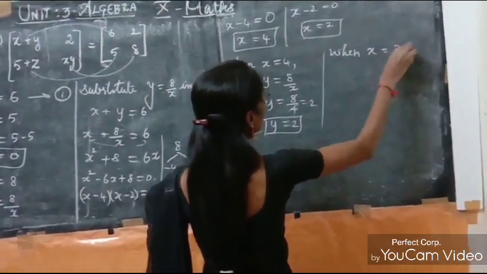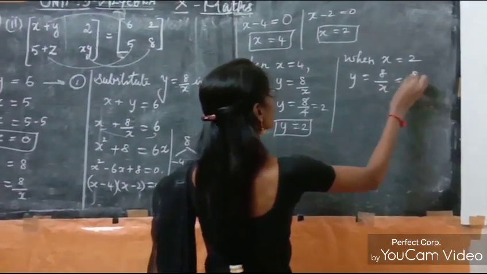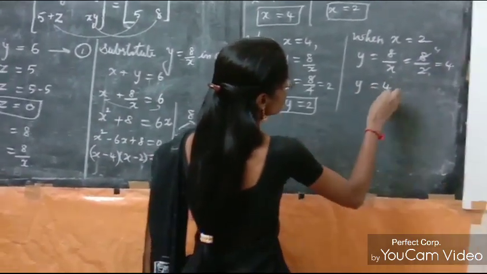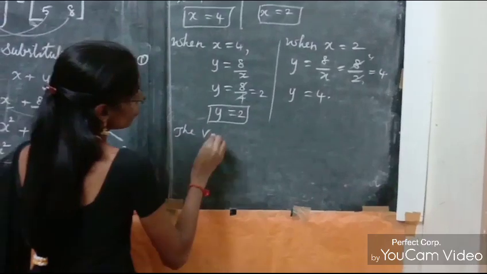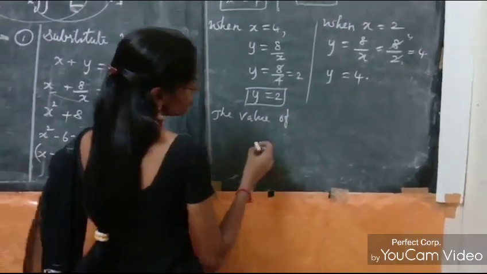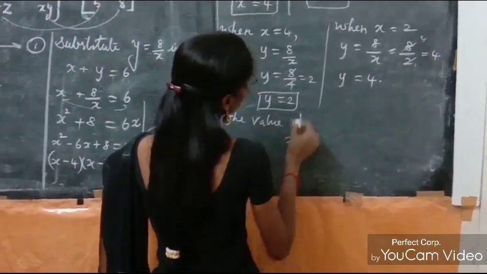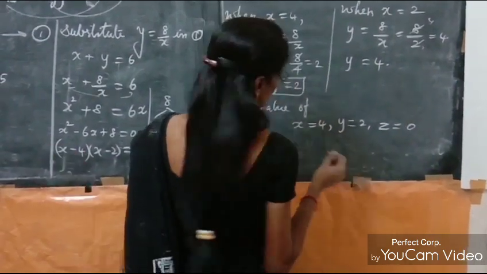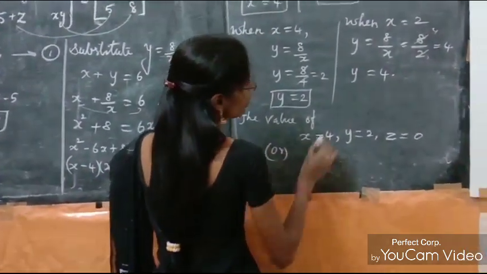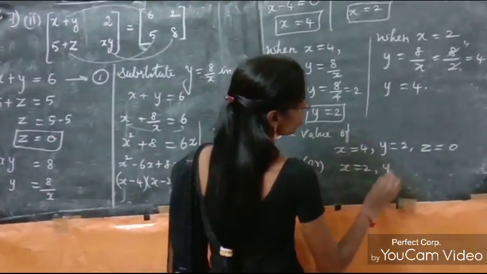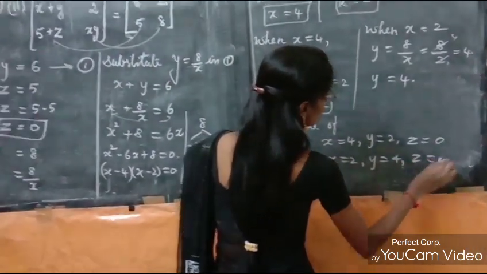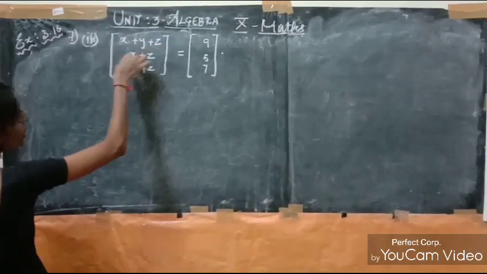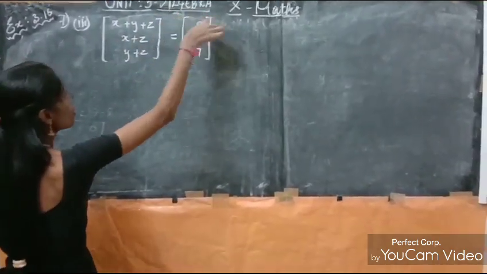When x is equal to 2, the y value is: 2 ones are 2, 2 fours are 8, so y is equal to 4. The values are x is equal to 4, y is equal to 2, and z value is 0. Then x is equal to 2, the y value is 4, z is equal to 0. In the third subdivision, first row, second row, third row, like that.